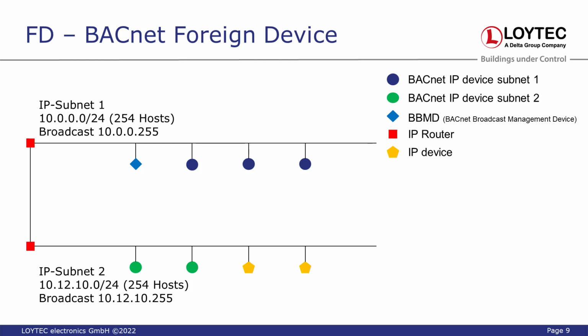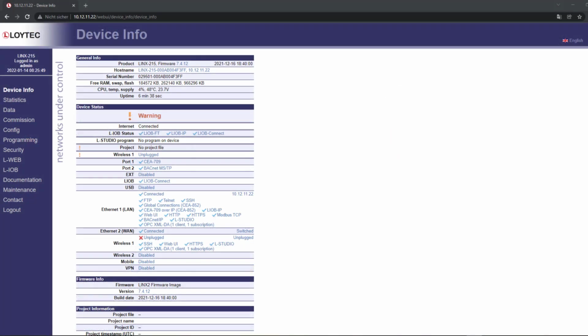Assuming device A in subnet 2 wants to communicate to devices in subnet 1, then device A can be configured as a foreign device in order to allow itself to communicate to subnet 1 through the BBMD. After setting this up, device A will not be able to communicate to the device B in subnet 2 anymore. Which effect does the registration of a foreign device have to a BACnet broadcast management device?